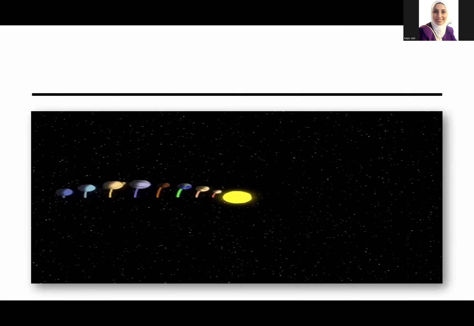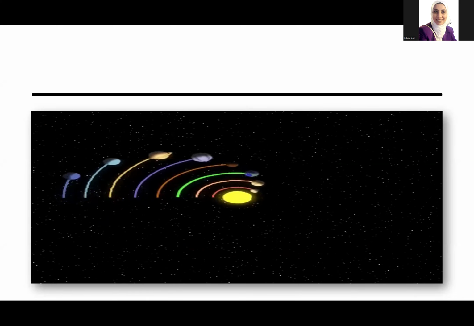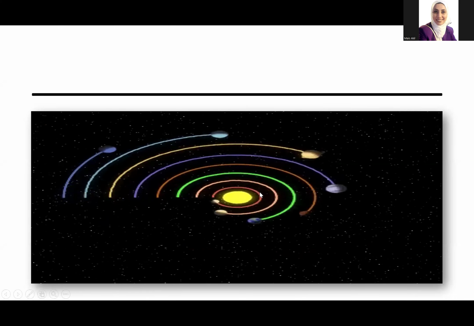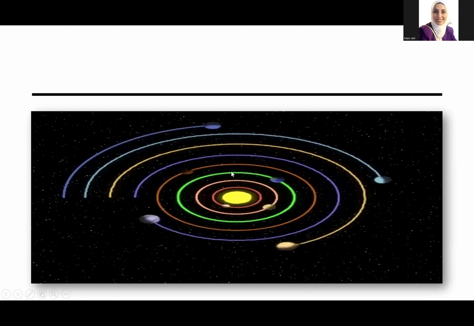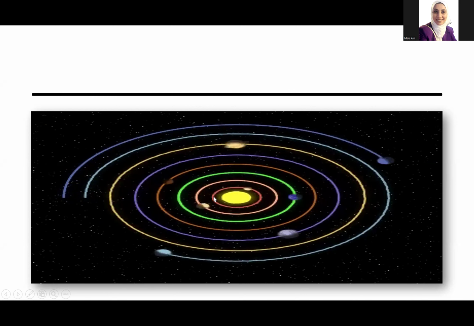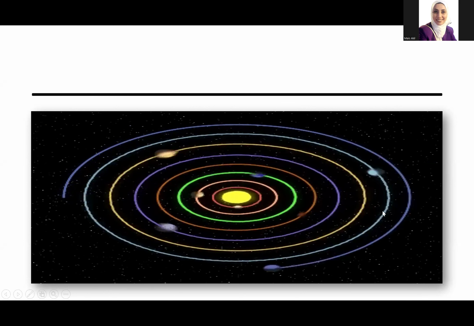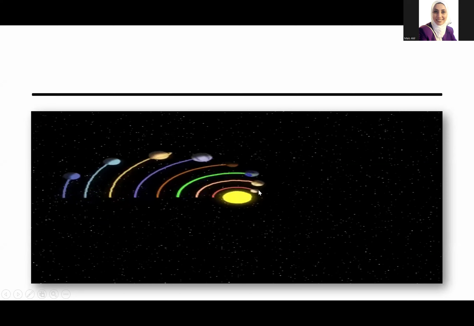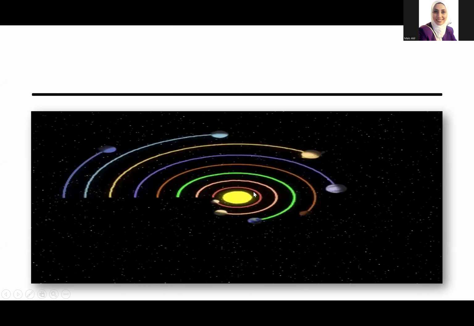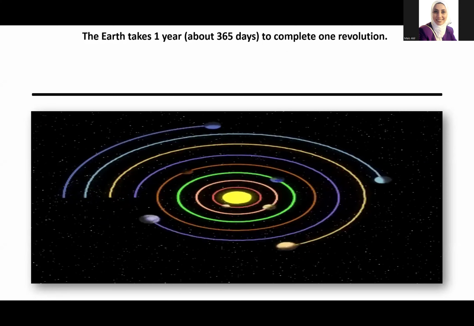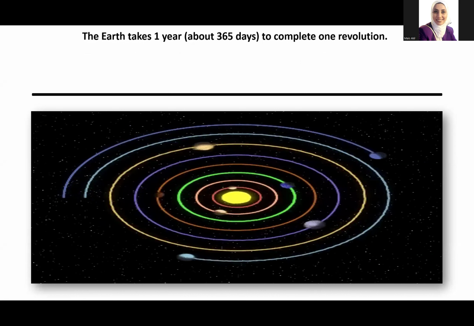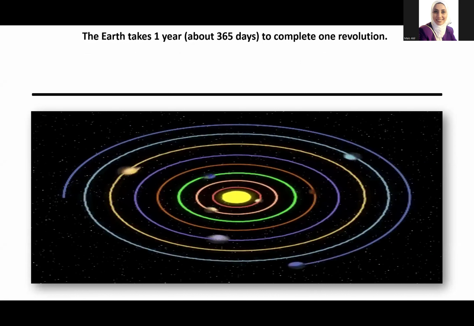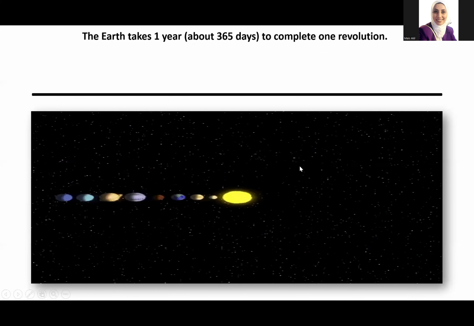Now, as we said before, all the planets revolve around the sun. But as you see, some planets take a shorter time than other planets. Neptune takes the longest time, while Mercury takes the shortest time. And as we said before, the Earth takes 1 year, or about 365 days, to complete one revolution.